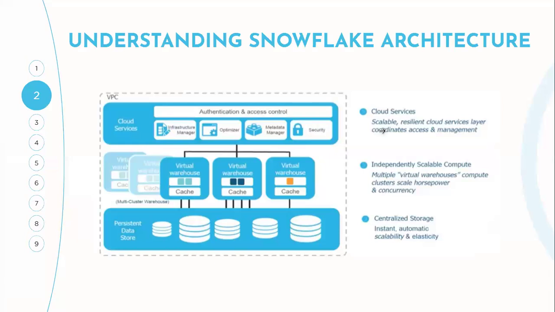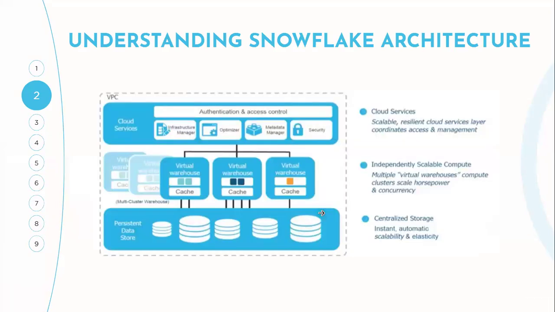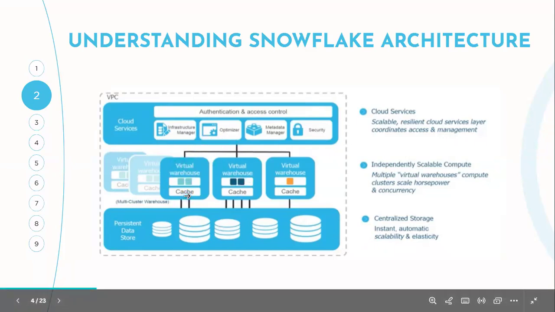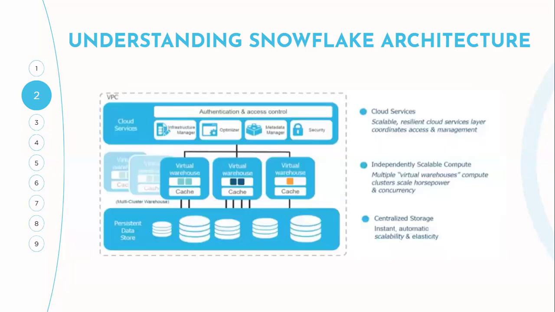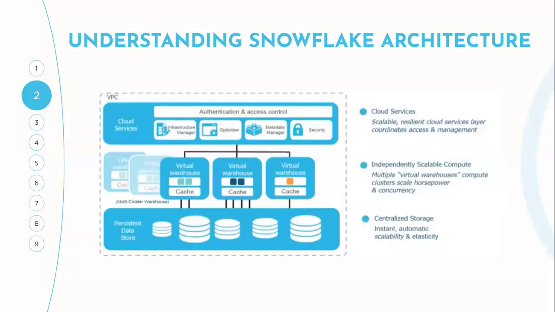When it comes to Snowflake, it follows both shared disk and shared nothing architecture, which means all the VMs are connected to a single storage unit. Whenever I execute any query, for each user a VM will be allocated to execute that query. So Snowflake is following both shared disk and shared nothing architecture. Now we'll zoom into Snowflake.